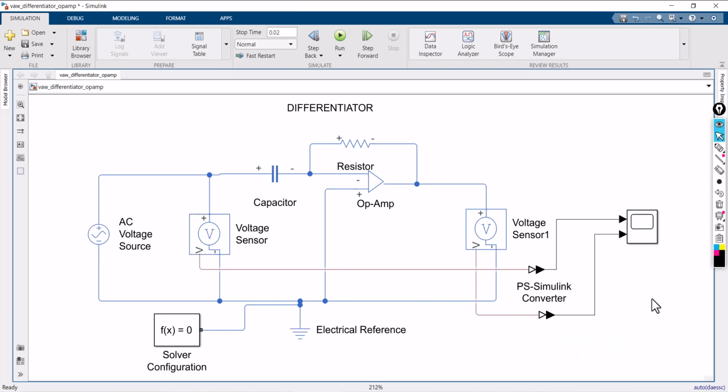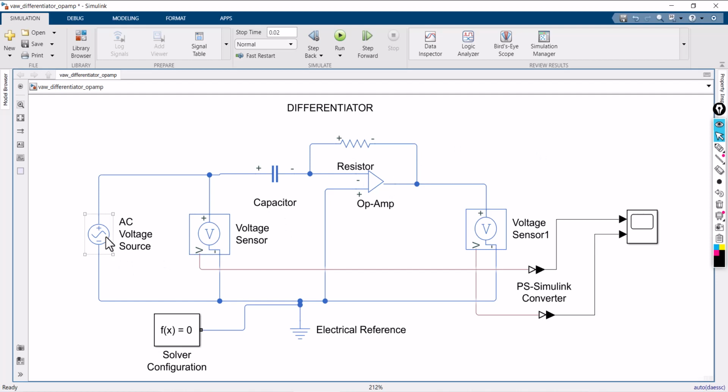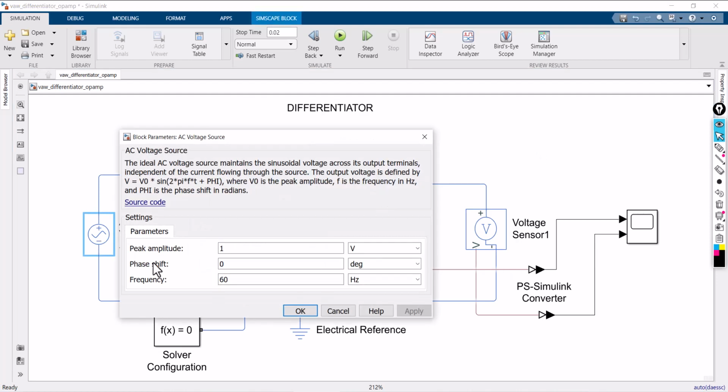Now the system is ready. You have to feed the inputs. The stop time I'm using is 0.02 seconds. So go to the AC voltage source. Make sure that the peak amplitude is 1 and the frequency is 1000 Hz.